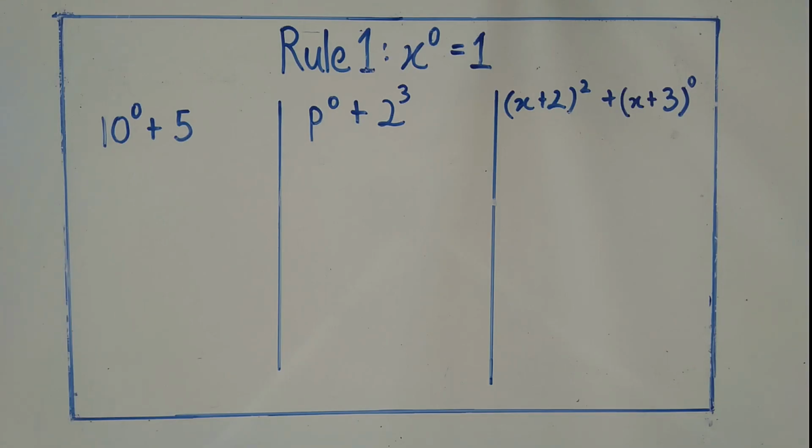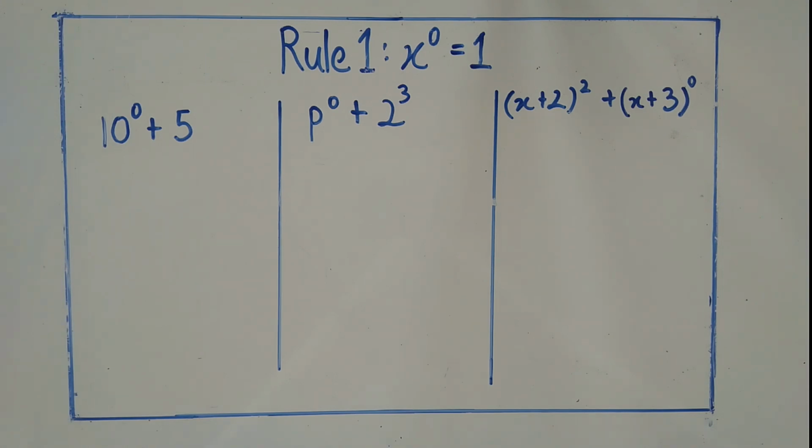The first rule is the power of 0 rule. Here, any base, whether it is a number, a noun, or a function, with the power of 0 will always equal to 1. This rule is simple to follow. The only tip here is, when you notice a base has a power of 0, you can simplify it to 1. Here are 3 examples.